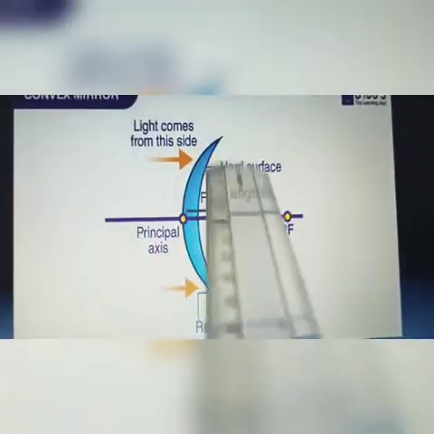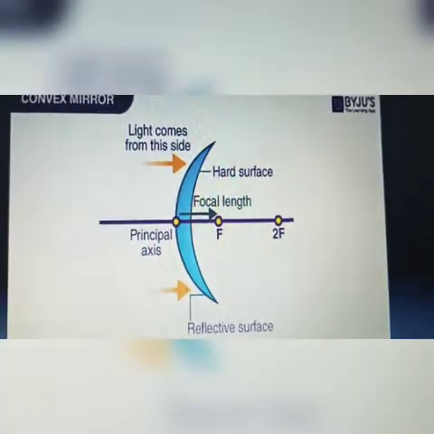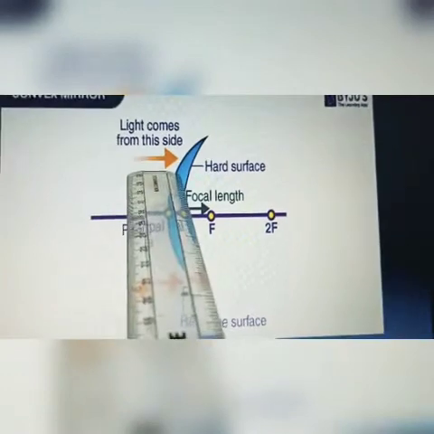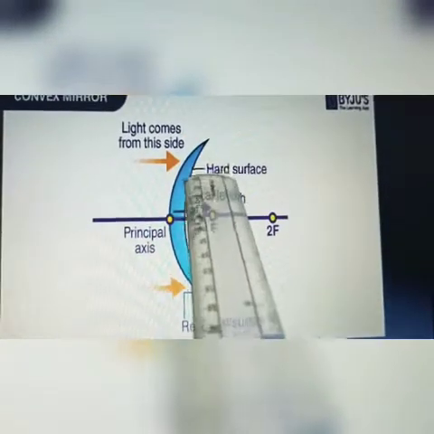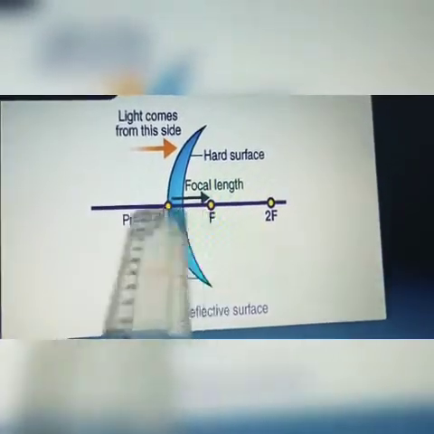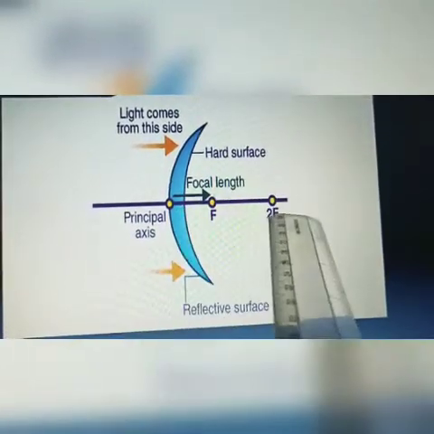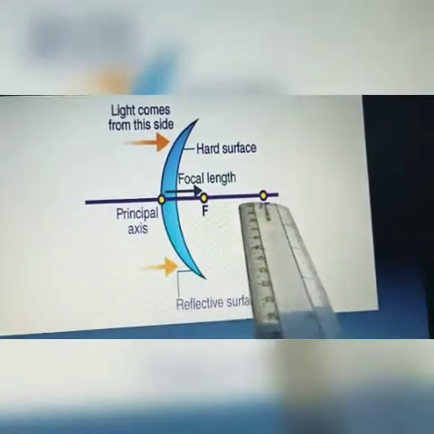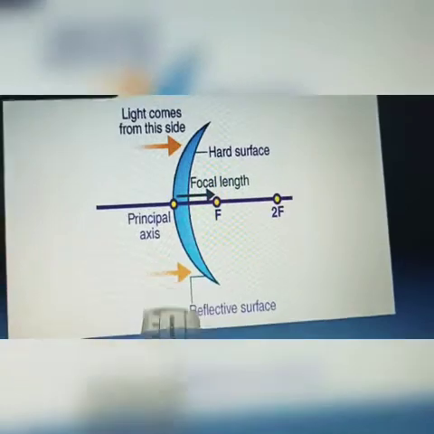Now this is a diagram of a convex mirror. You can call it a ray diagram. Okay, so you can see here light comes from this side, and this is a hard surface, or we can say this is a polished surface. Okay, so this is the principal axis, and this is F meaning focal length, and 2F here. This is doubled here, so what we write at this point? We write it as 2F, and this is the reflective surface.